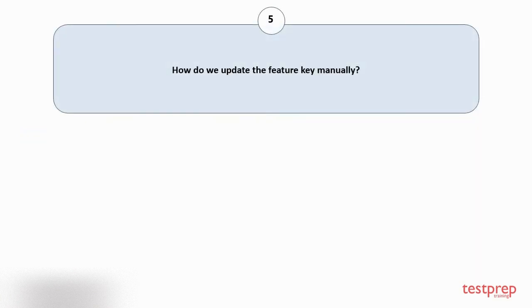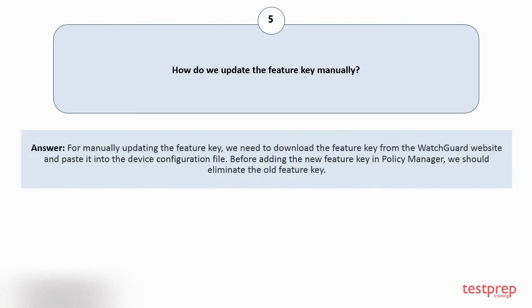Question number 5, how do we update the feature key manually? Your answer is for manually updating the feature key, we need to download the feature key from the WatchGuard website, and paste it into the device configuration file. Before adding the new feature key in Policy Manager, we should eliminate the old feature key.